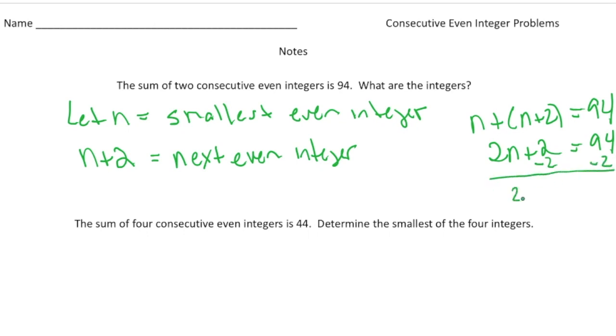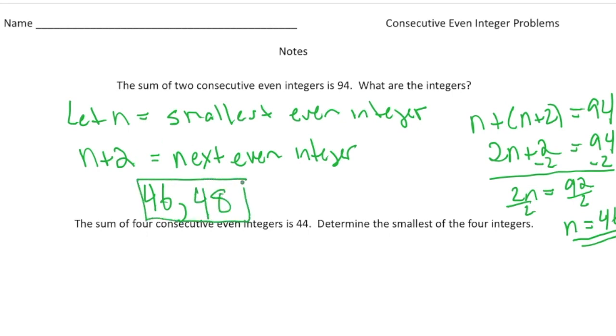And we get 2n equals 92. And then finally divide both sides by 2. And I get n equals 46. All right, so this right here is a really important part because now that we know what n is, the rest is pretty simple. Because I know if n is 46, I know the next integer, which is a consecutive even, is going to be 2 more, right? So 46 plus 2 is 48. And guess what? If I add 46 and 48, I get a sum of, bingo, 94.